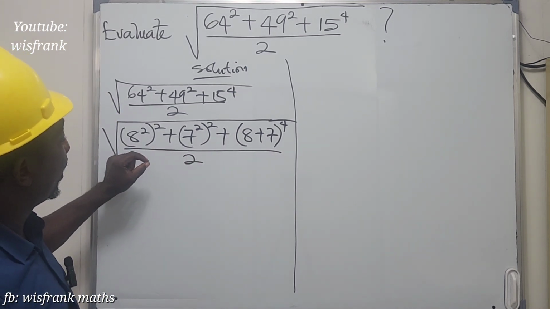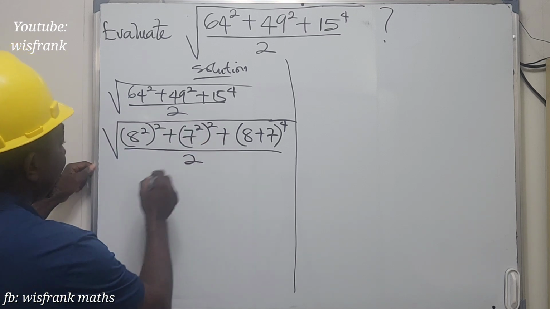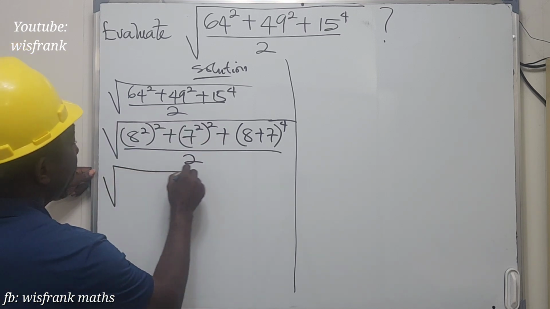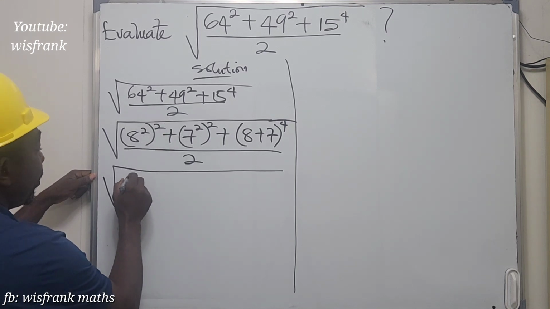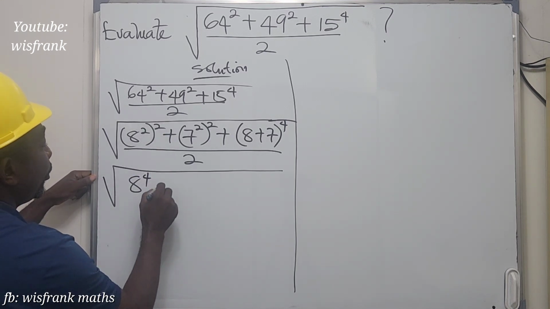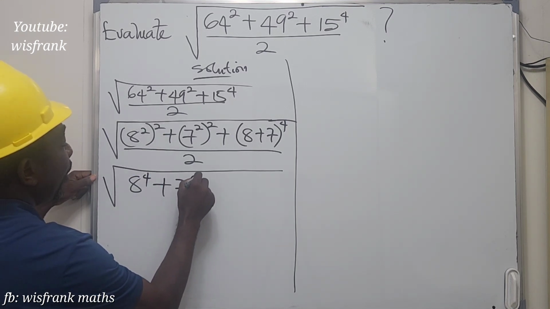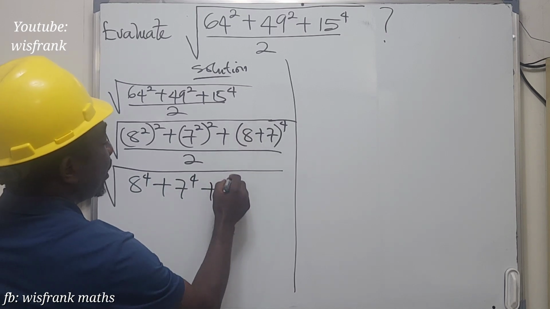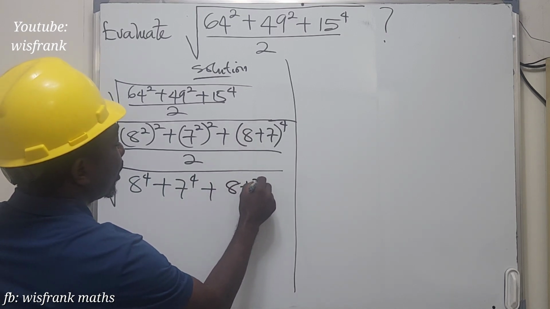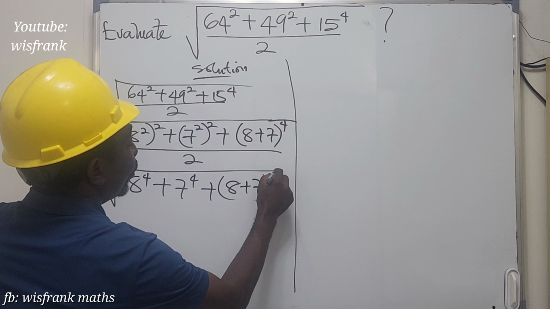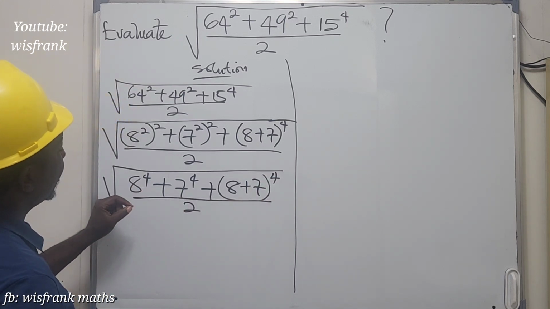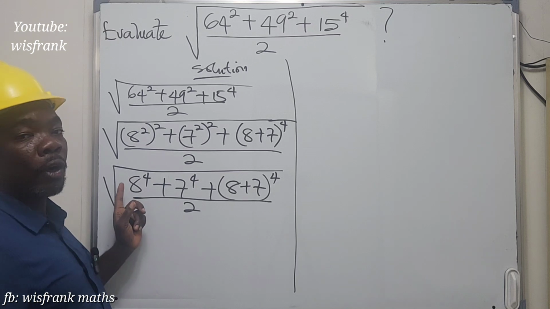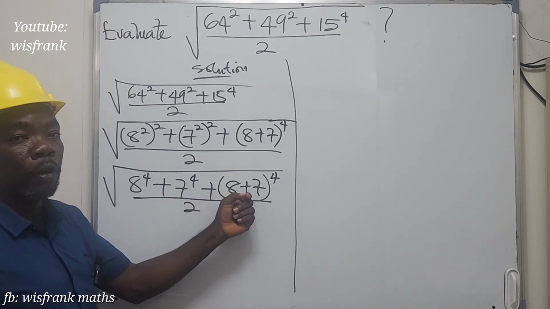So here, this can be written also as the square root of 8 to the power of 2 all to the power of 2, which is 8 to the power of 4. Then we have 7 to the power of 4. Then this still remains 8 plus 7, all to the power of 4, all over 2. So in this case, we have all of them here to the power of 4.